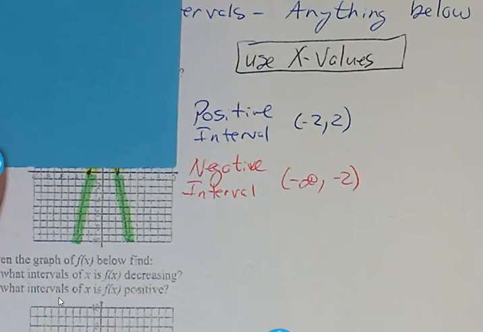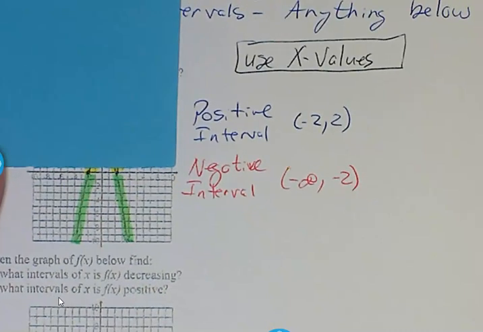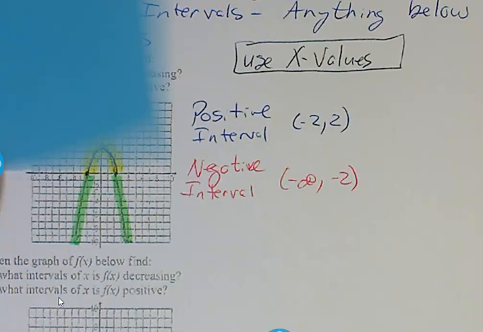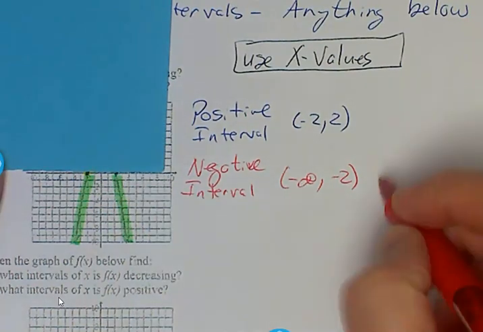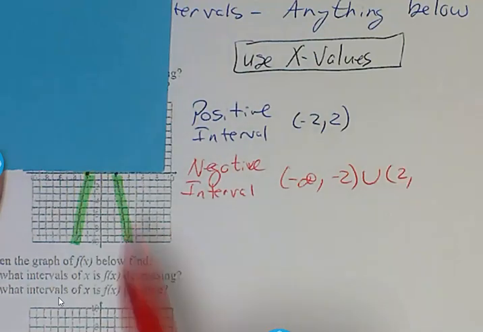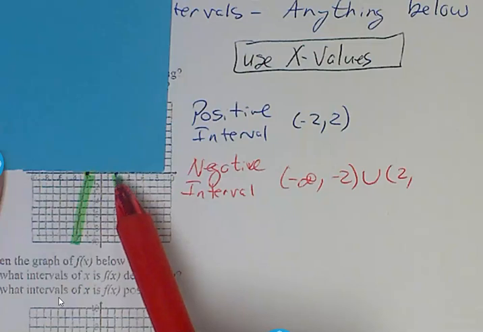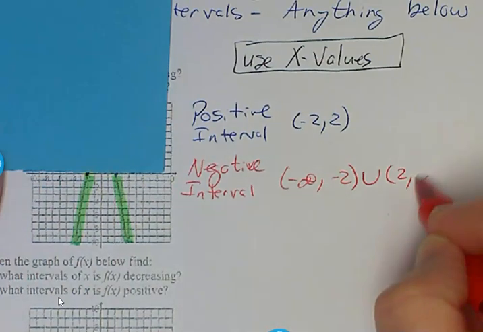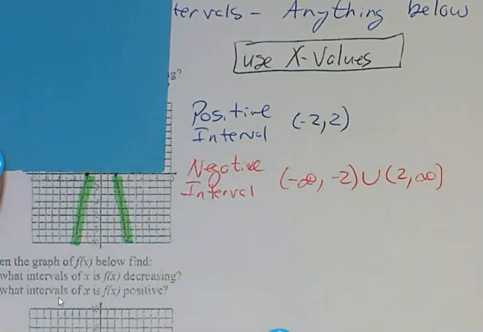Again, that's the positive part, so we're not even looking at it. Once we get back to here, we skip over, so that's where we're going to do that U again. We're going to start back at positive 2, and this thing goes forever. That's going to be 2 to infinity.